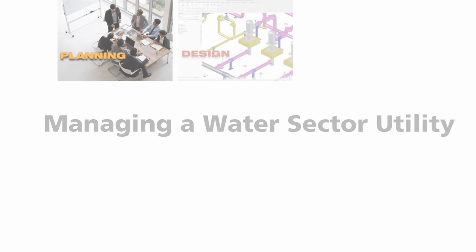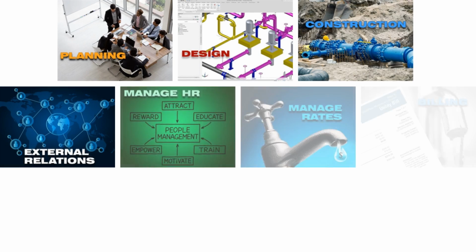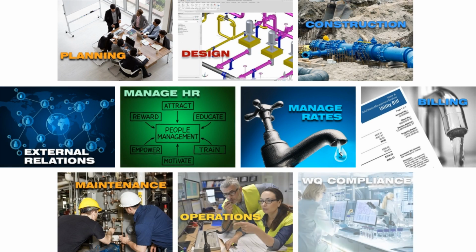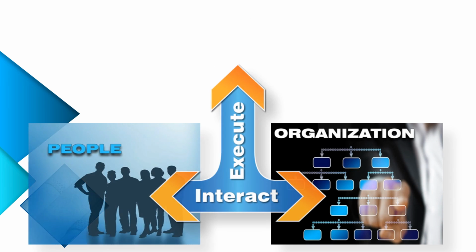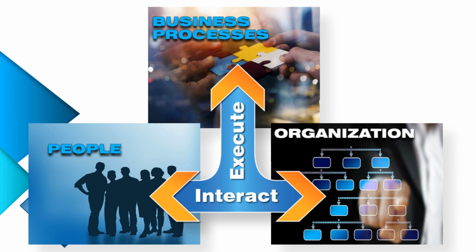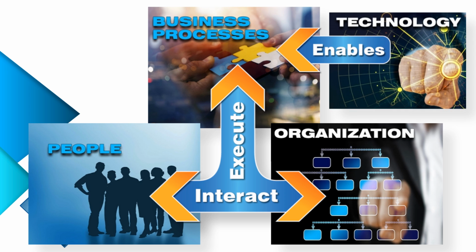In a water sector utility, many people work in different business units, and perform their work. They are executing business processes. To create value for the organization and the customers, people interact within the organization to execute a number of different business processes. Technology is used to facilitate and enable the execution of many of these business processes.